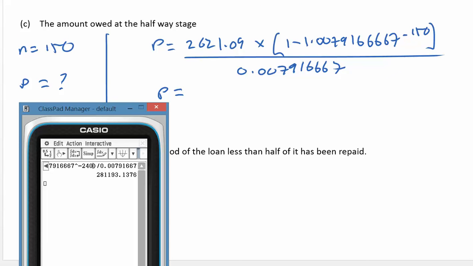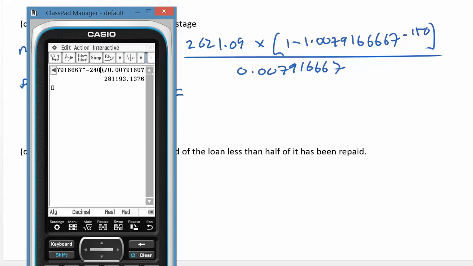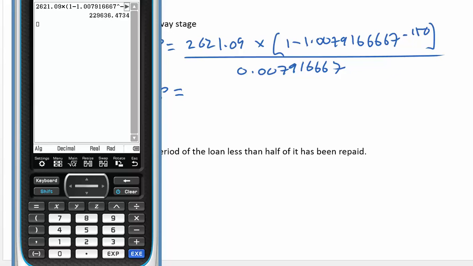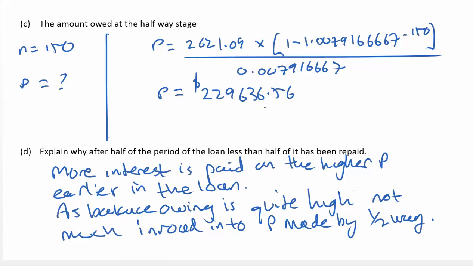In part C, the halfway stage means that you've got 150 payments remaining, so you can plug and substitute into the equation as you did before. Neat little tool on your calculator, you can simply tab into the negative 240 area, delete back, and make that 150, and you'll see that we owe of the order of $229,636 at that stage. So the 229,636.56. Now you can answer D in quite a few ways.